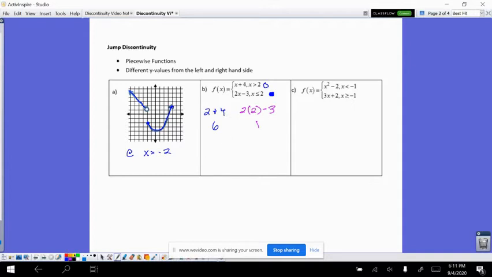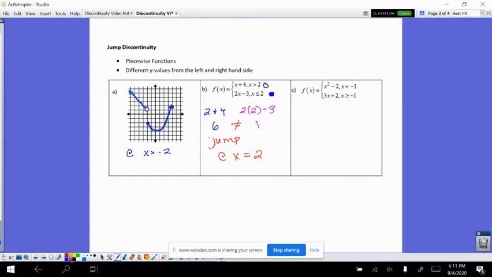Now 6 is not equal to 1, so if we were drawing that, we'd have to jump from a value of 6 to 1 to create this graph. So it has a jump discontinuity that happens at x equals 2. We've checked that out. That was the transition.